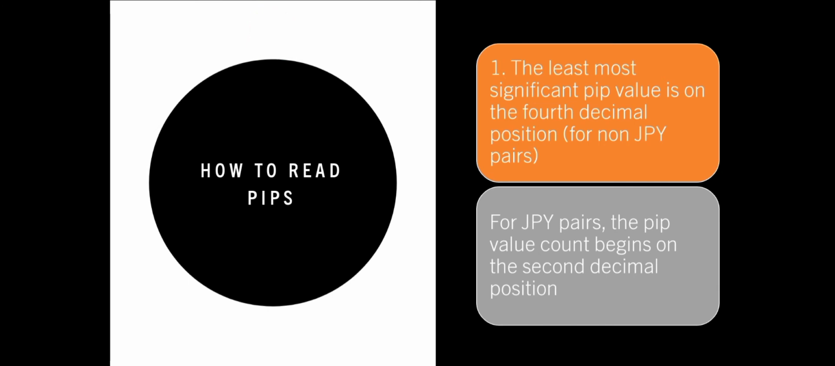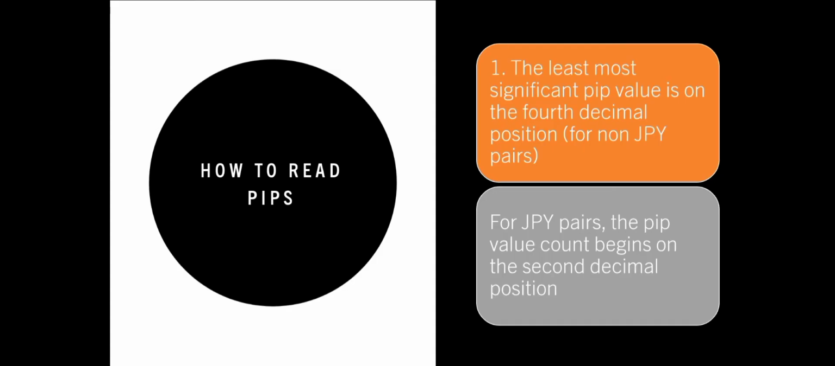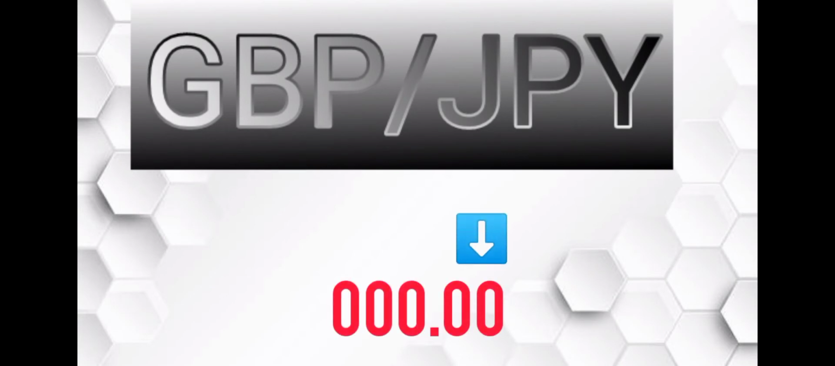So for non-JPY pairs, the least most significant pip value is on the 4th decimal position. Moving on to representation on JPY pairs, we have the pip value beginning on the 2nd decimal position.